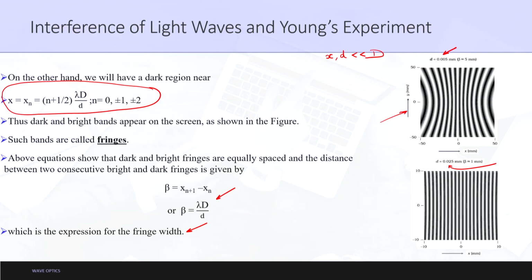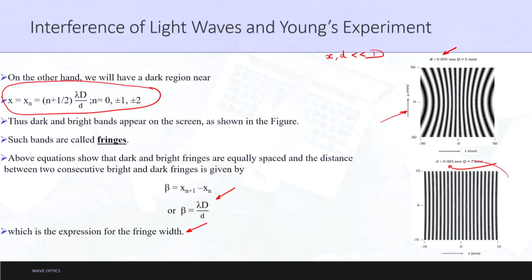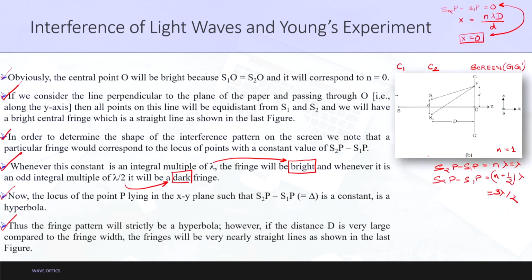Just to remember, interference fringes are always hyperbolas only. But if we take a case in which we find that small x and small d are very much less than capital D, then at that point these fringes will be straight lines. This is the final conclusion of this concept: the fringe pattern will strictly be a hyperbola.